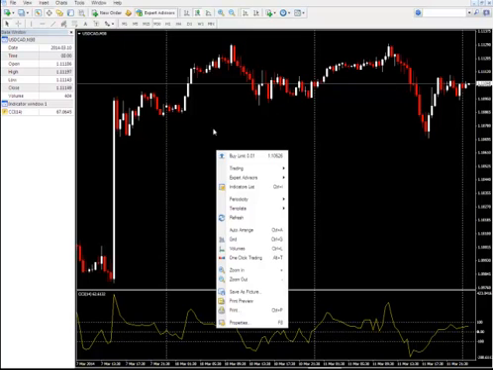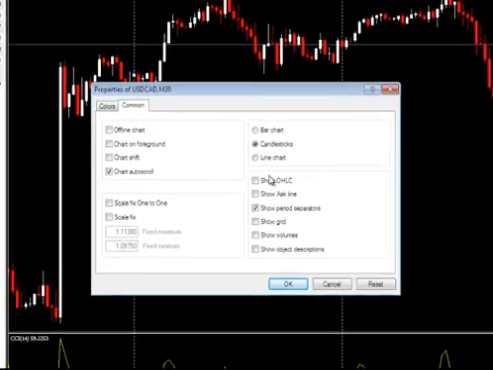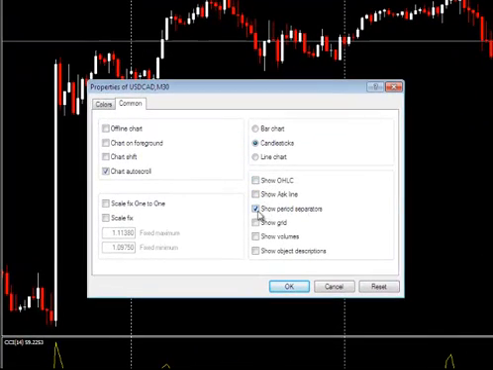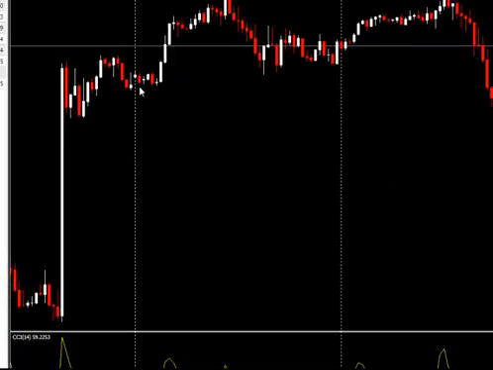You can right click anywhere in the blank space of the chart, and you can go down here to Properties, and then go over here to the Common tab. And right there you can see the words Show Period Separators. Check that box and then click OK, and it will automatically throw up these lines when that rollover period occurs.